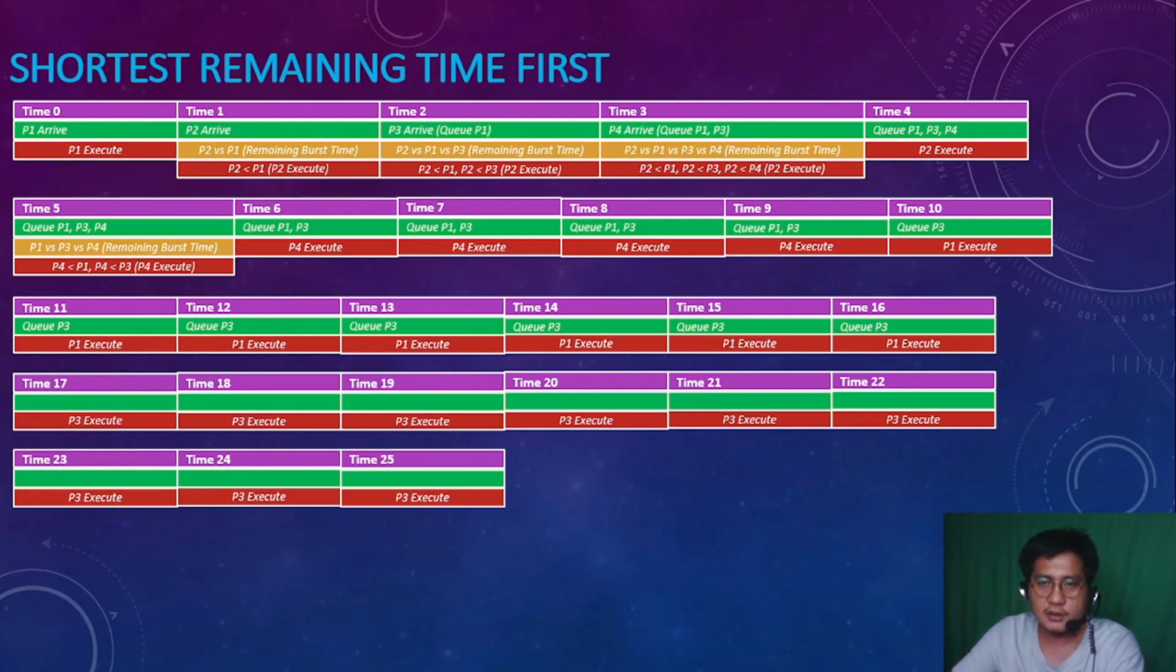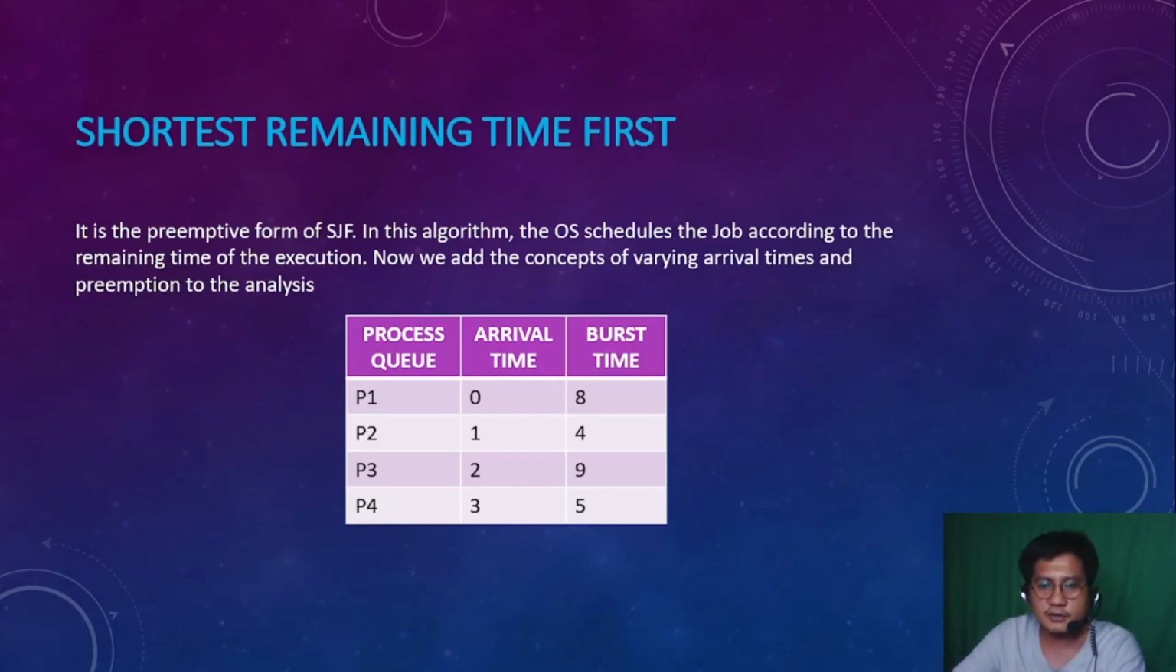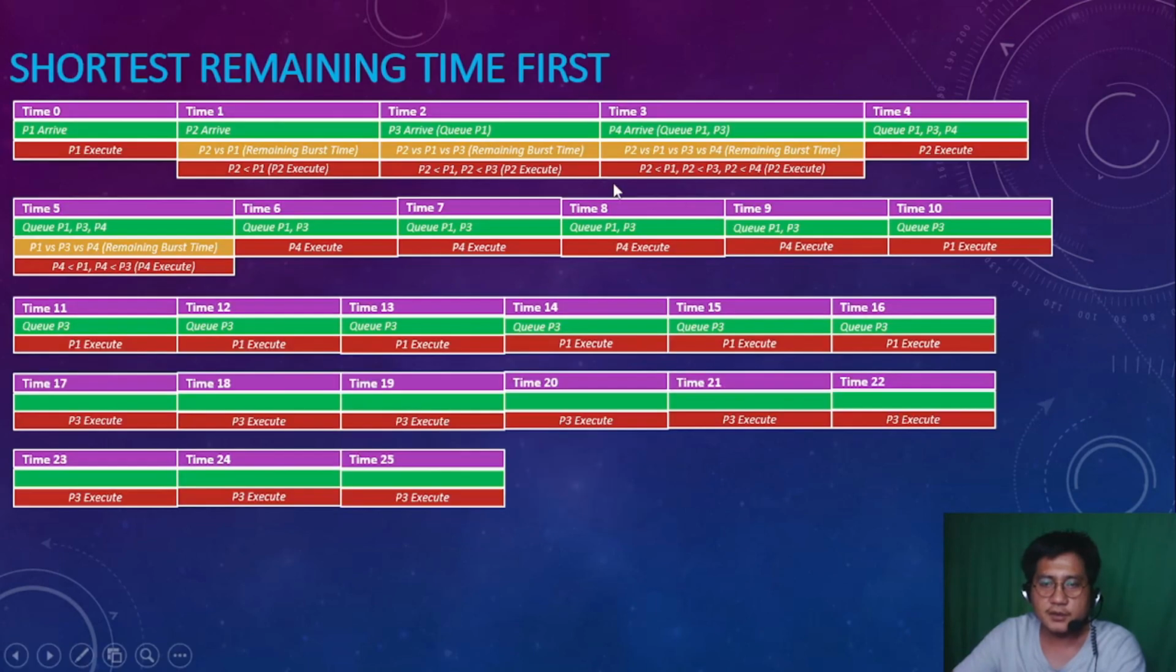Since the current remaining burst time of P2 is 1, it will still get the attention of the central processing unit, because 1 is less than 7 and less than 9. So P2 will finish its execution at the next time slice. We have here time 1, time 2, time 3, and time 4, while process 1, 3, and 4 are waiting in the ready queue.